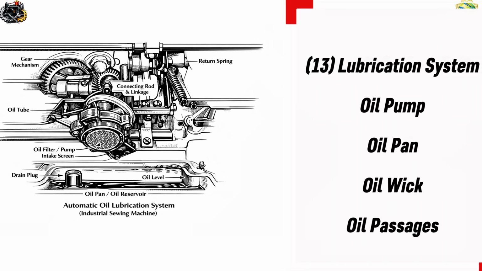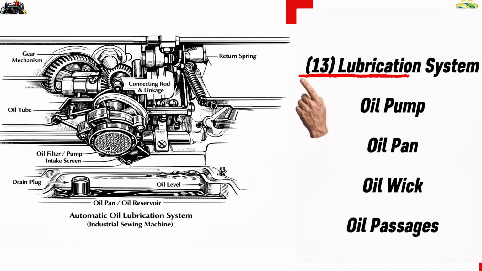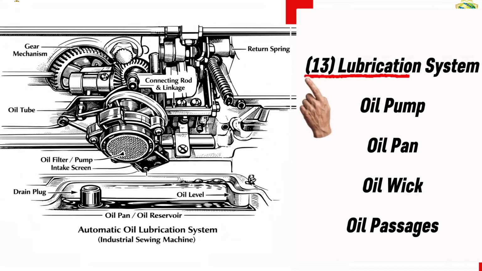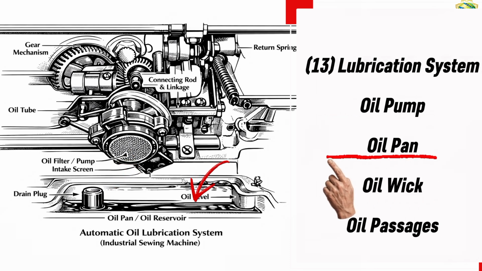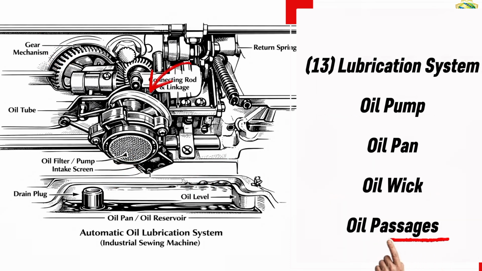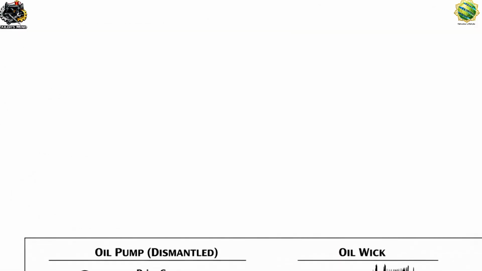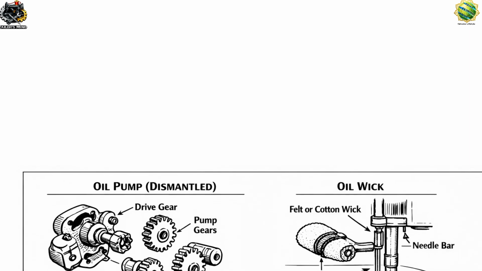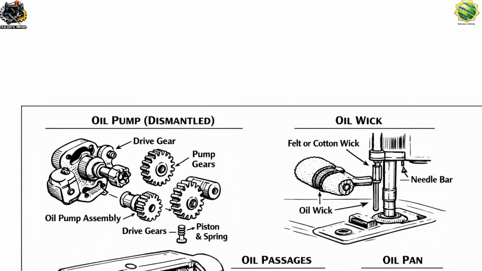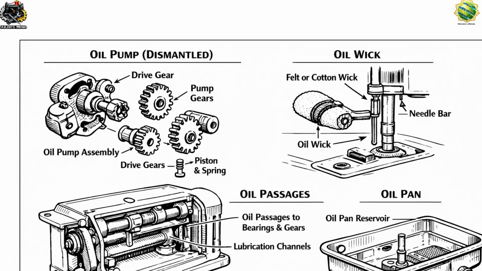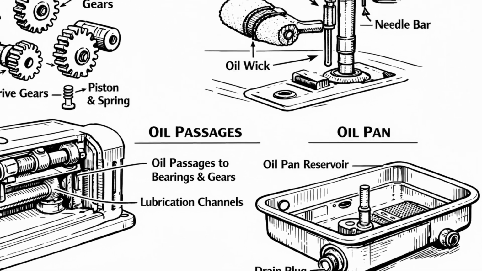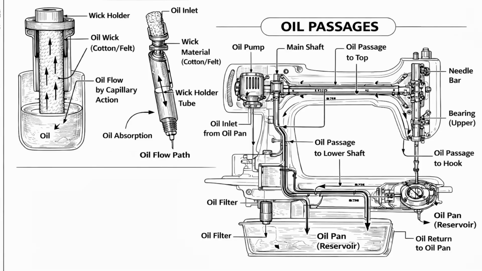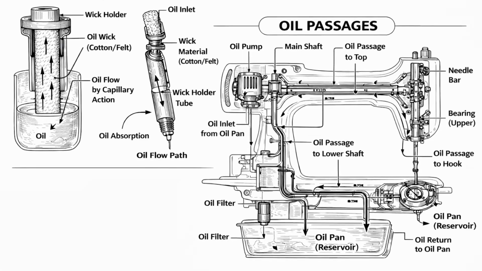Number 13, the lubrication system, consists of oil pump, oil pan, oil wick, and oil passage. Now this one is mostly about industrial sewing machine. On manual sewing machine, it has to be manual. Yes, you have to do it by hand, but industrial is a systematic self-oiling machine.